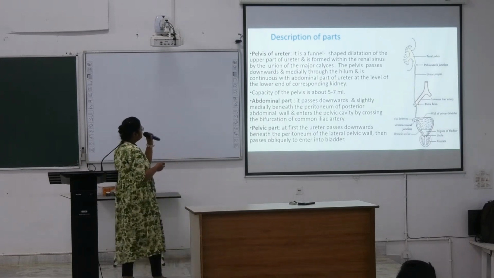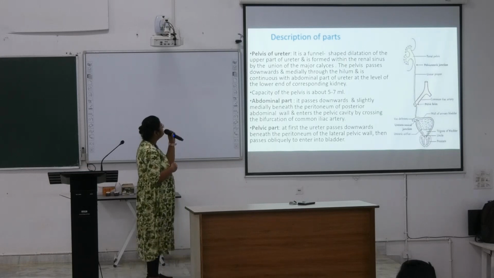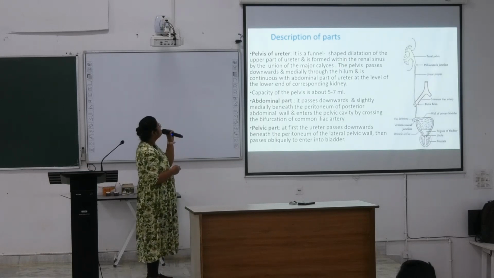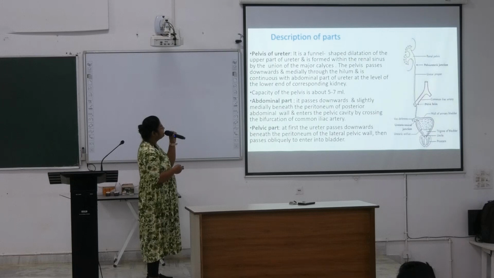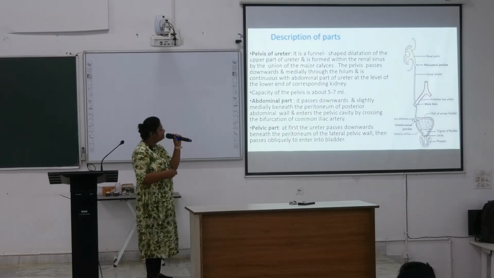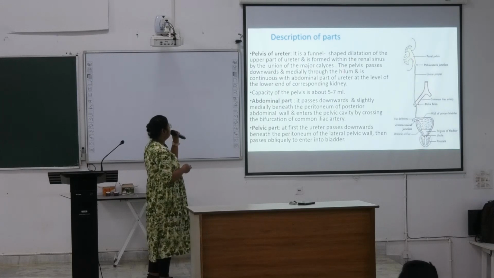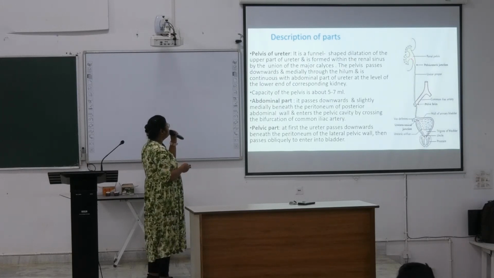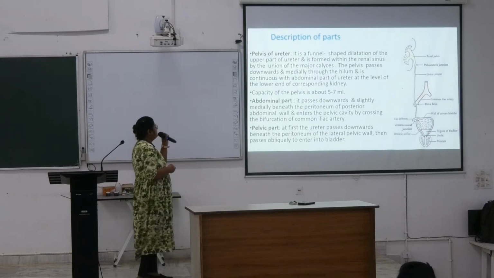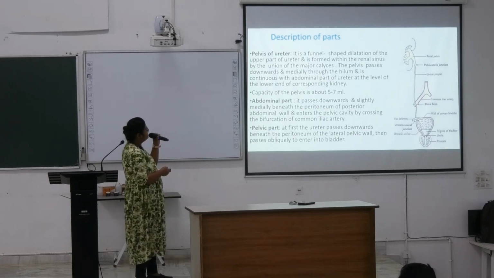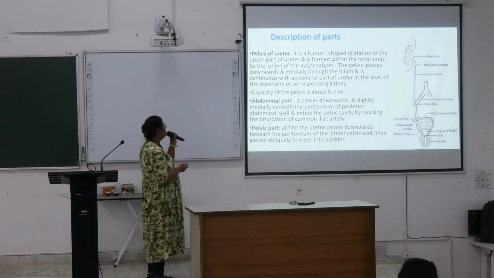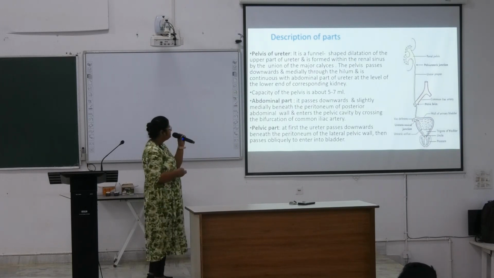Okay, so pelvis of the ureter, it is a funnel shaped dilatation of the upper part of ureter and it is formed within the renal sinus here by the union of major calyces. There are two to three major calyces present. They join to form the renal pelvis. The pelvis passes downward and medially through the hilum and is continuous with abdominal part of ureter at the level of lower end of corresponding kidney. Here it is continuing downward as the abdominal part of the ureter. Capacity of the pelvis is about 5 to 7 ml.